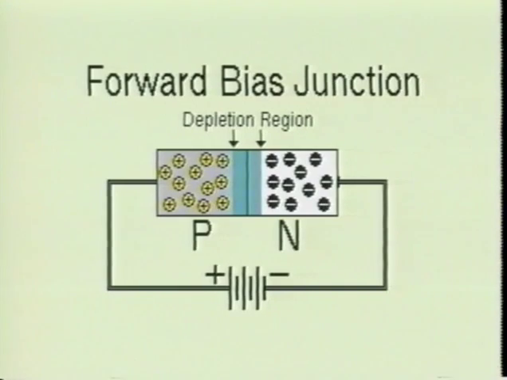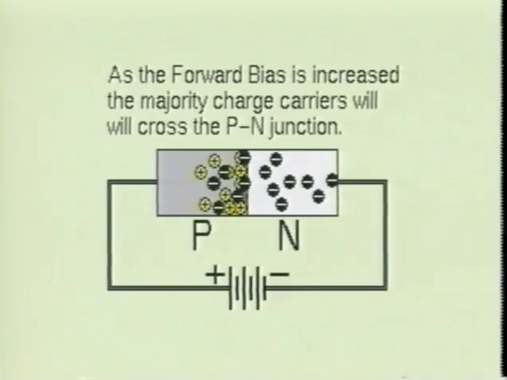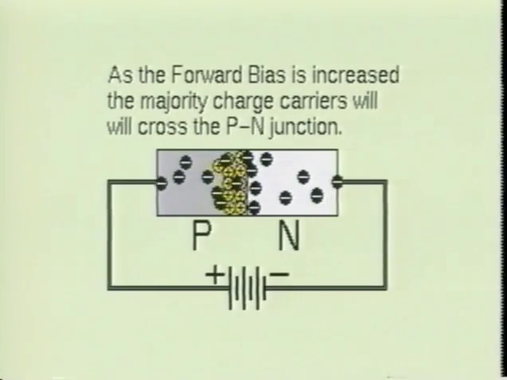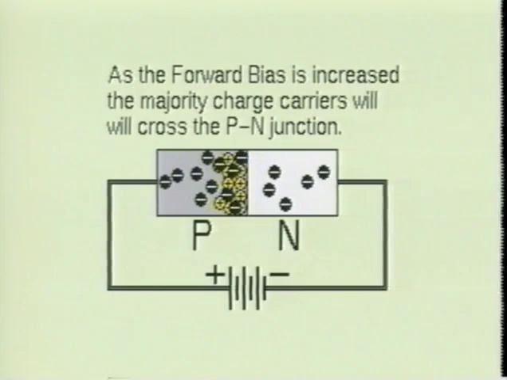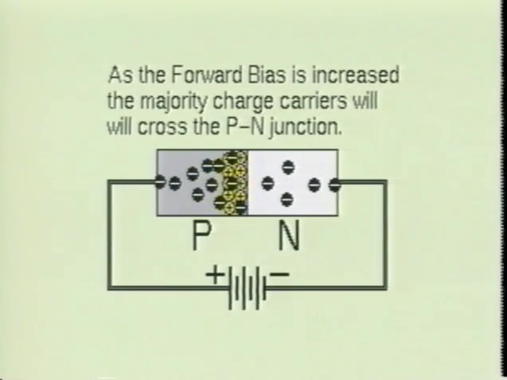When a positive bias is applied to the p material and a negative bias is applied to the n material of the semiconductor device, it causes the majority charge carriers to flow toward the p-n junction. This is referred to as a forward biased p-n junction. If enough bias voltage is applied to the device, it will cause the depletion region to disappear and allow current to flow through the device.